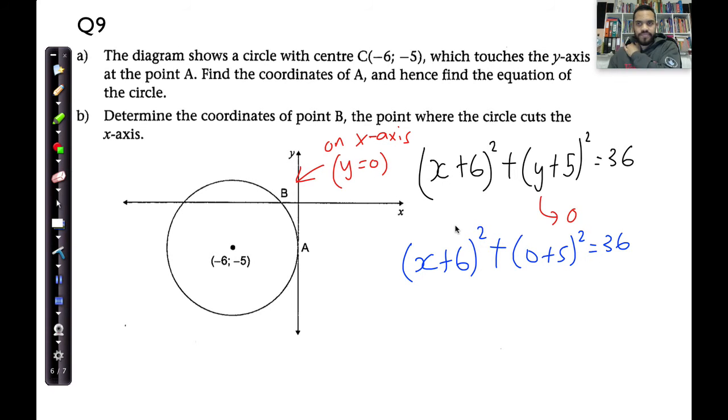Okay, so let's work this out. (x + 6)² plus 5² is going to be 36. If I square that out, I'm going to get 25, and then I'm going to take it over to the other side, or I'm going to add negative 25 to both sides. Right, and 36 minus 25 is going to be 11. And this here is actually going to give me x² + 12x + 36.